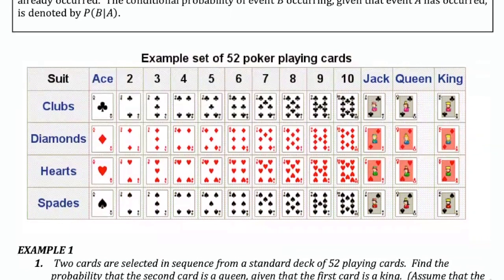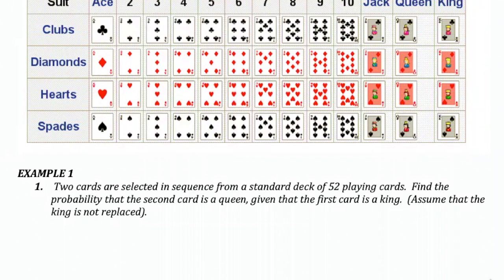Example 1 involves a standard deck of 52 cards, and I always find I have some people who aren't familiar with all of the cards in the deck and the suits, so I've given you a visual that shows you that information. Example 1 says 2 cards are selected in sequence from a standard deck of 52 playing cards. Find the probability that the second card is a queen, given that the first card is a king. And then it says assume that the king is not replaced. Meaning, if the first card comes up as a king, don't put it back into the deck when you choose your second card.